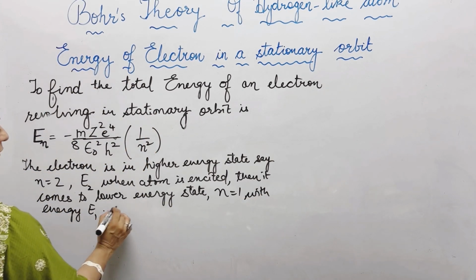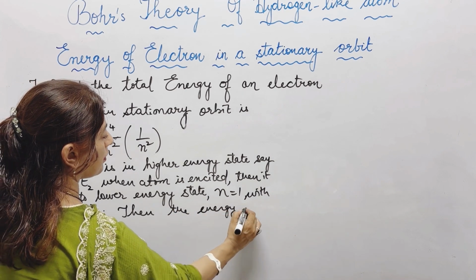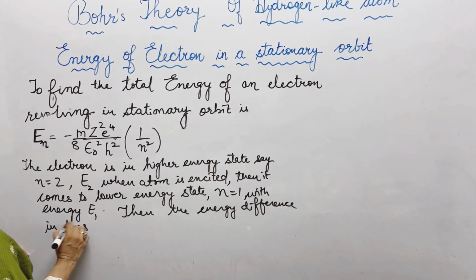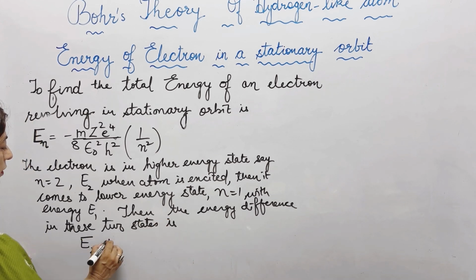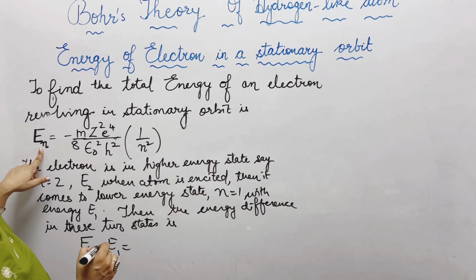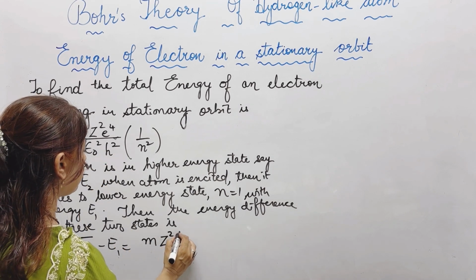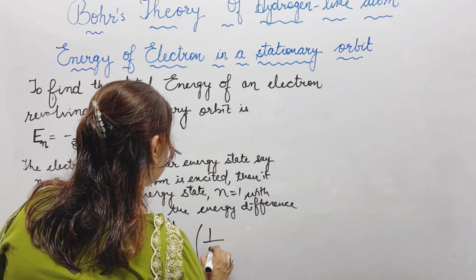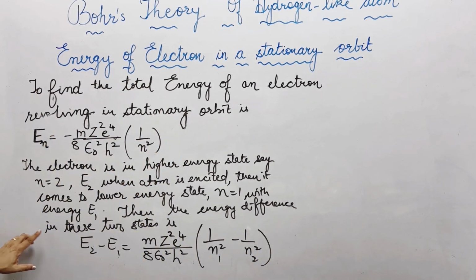with energy E1. Then the energy difference in these two states is E2 minus E1. And for E2, n will be 2, and for E1, it will be 1. So this part is going to remain constant: m z square e to the power 4 upon 8 epsilon naught square h square. I have taken minus sign common, so it will be 1 by n1 square minus 1 by n2 square. See here, this E2 minus E1 is giving us the energy difference between the two states.